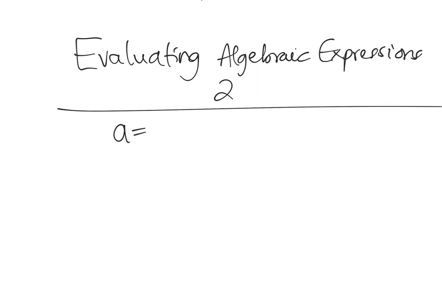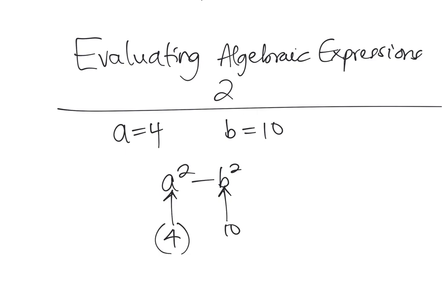So for example, if someone says a is equal to 4 and b is equal to 10, and they ask you for a squared minus b squared, that means that you substitute everywhere you see a, you put 4, everywhere you see b, you put 10. And then you put the square around it like that again.